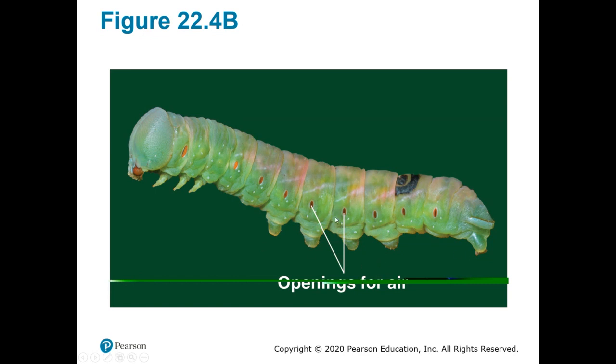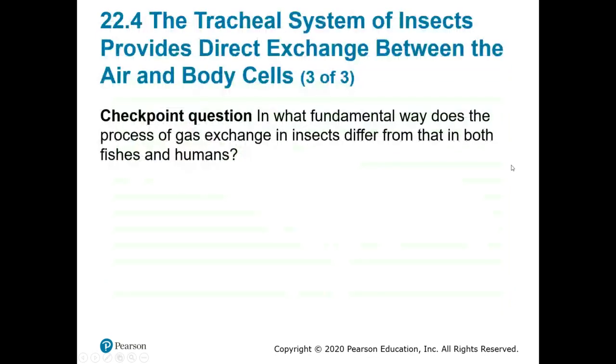But these openings for air just allow it to go into the body and bathe these cells with oxygen, and then CO2 will just kind of come back out of the cell and out of the spiracles. Very simple design here compared to the lung or the gill.